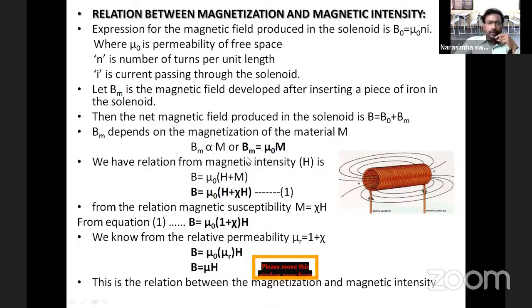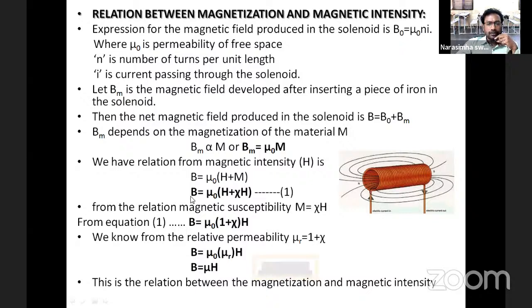Okay. So all the definitions we already discussed in the previous discussion: magnetic intensity, magnetic susceptibility, relative permeability, all these things. So here we obtain the relation Bm is equal to mu naught M. Now for magnetic intensity, which we already discussed, that is H, we obtain the relation B is equal to mu naught into H plus M. Okay, so H is the magnetic intensity.